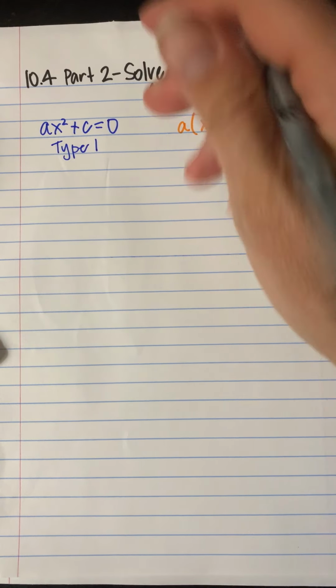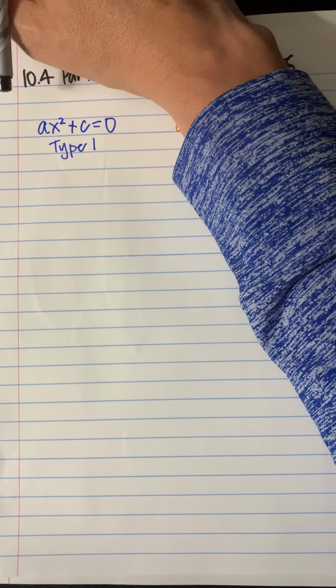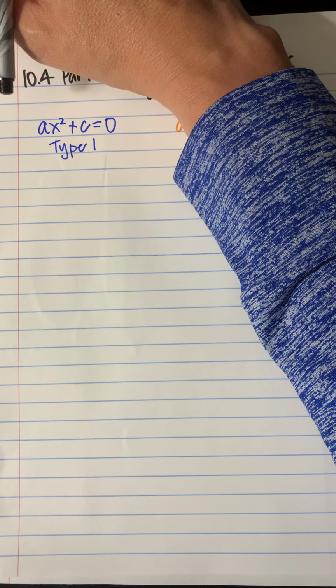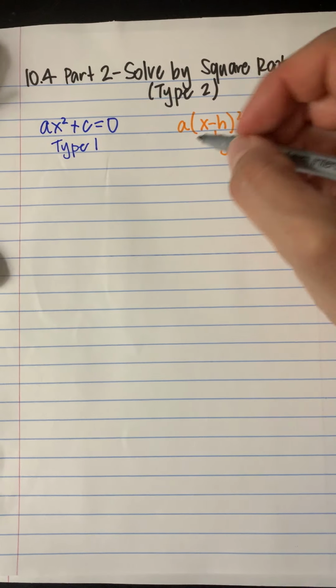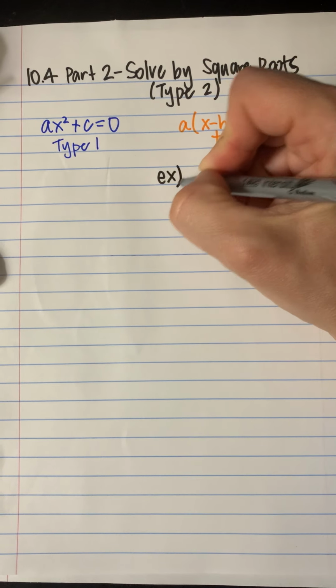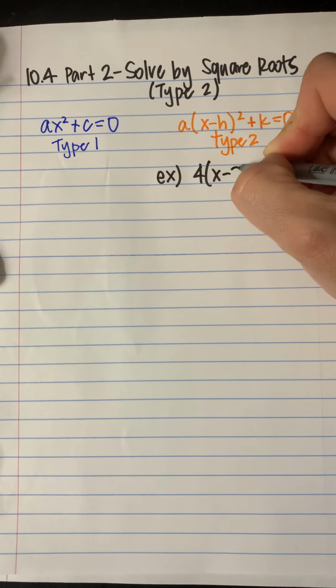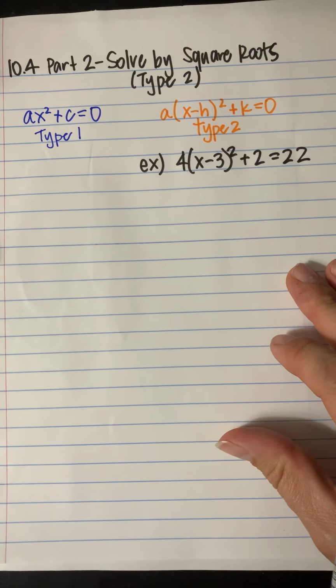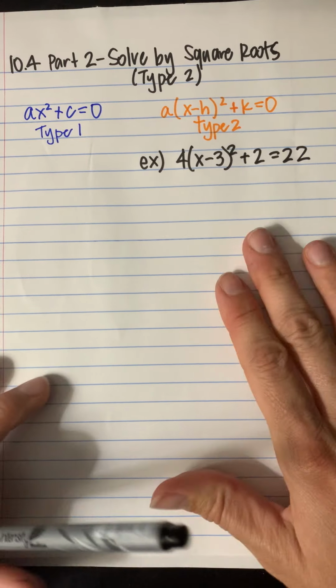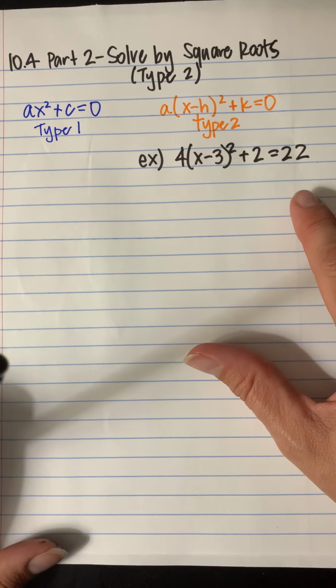I'm going to go a little bit out of order from the notes online. I'm going to start with one that has all the steps, so we can go through all the steps, kind of start with a tough one. Okay, so this is type 2. Now it doesn't equal 0, and that's okay.